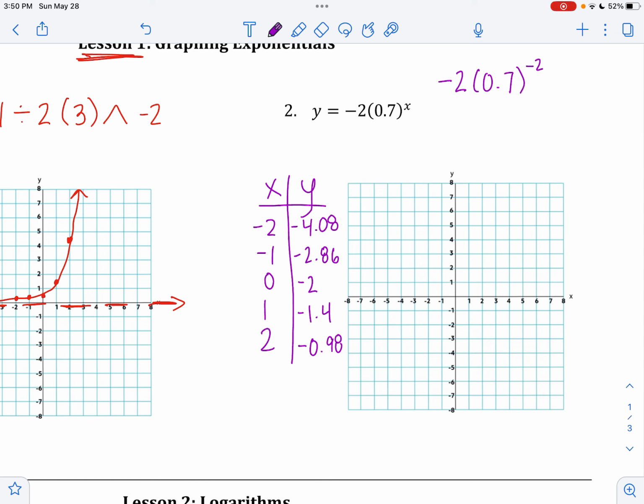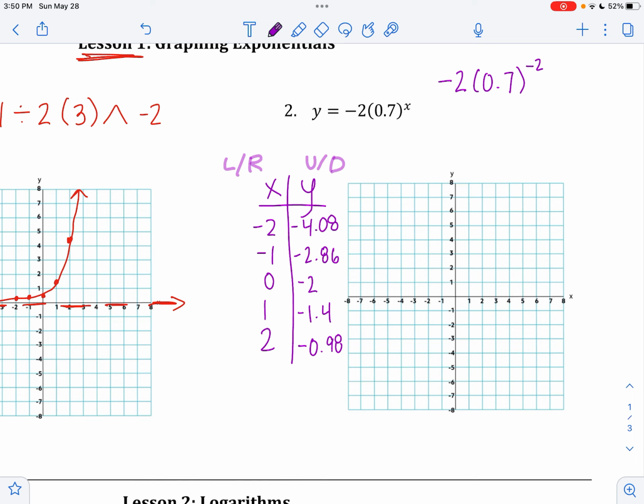Again, so this is going left, okay? This is going right because they're positive. Remember, X is always either left or right, and Y is either up or down. But in this case, all of these are going down because all of them are negative, right? So every single time we're going to be going down for my Y. So I'm going to be going left 2, and then down negative 4.08.